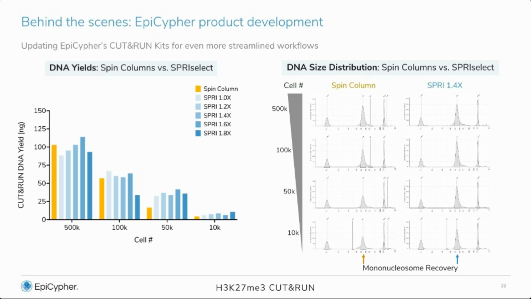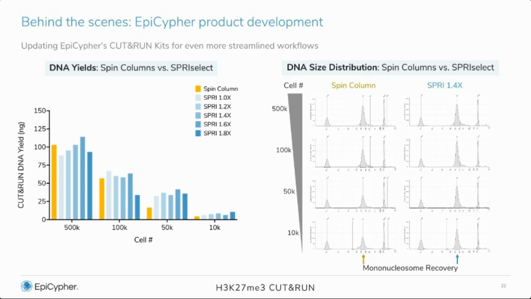And what you can see, at 500K and 100K cells, things look pretty similar. The more SPRI beads you add, maybe you lose some yield, and same with the less. But once you get down to 50K and 10K cells, the yields are actually better in SPRI beads.